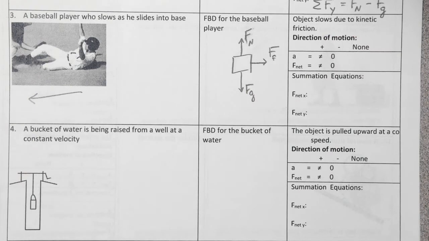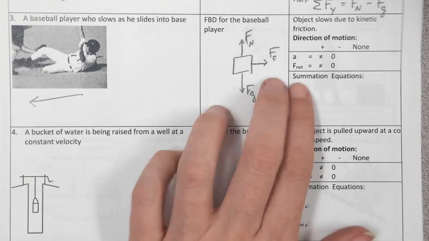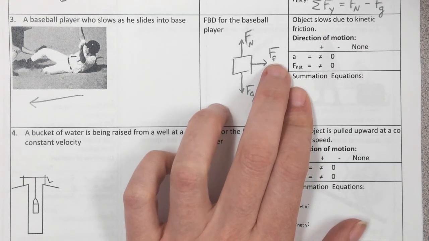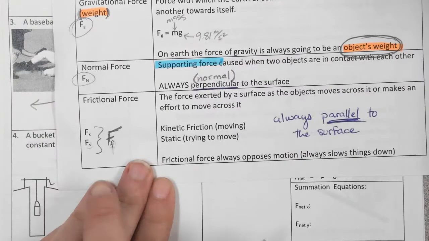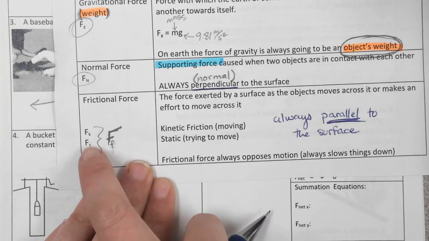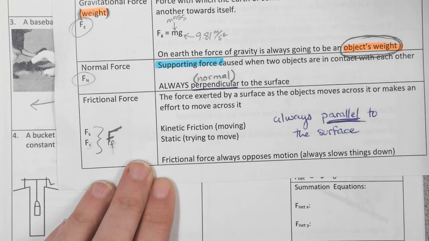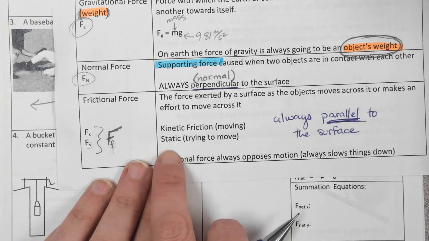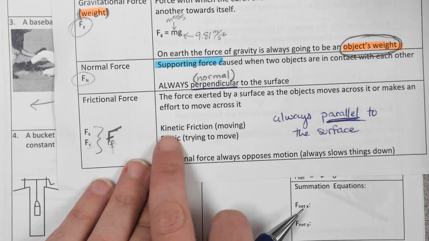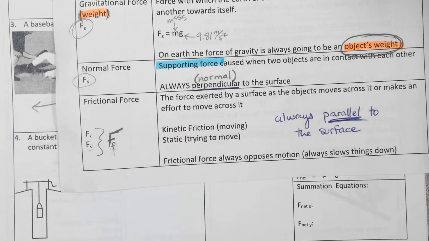If we wanted to be, I'm okay with just putting FF for force of friction, but we can be a little bit more specific with friction. It can either be kinetic friction or static friction. Kinetic friction is for when something is already sliding. Static friction is for when you're pushing against something, but it's not moving yet.